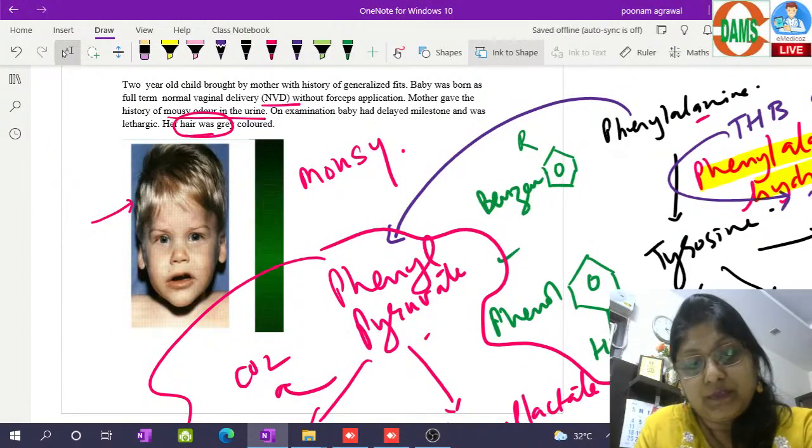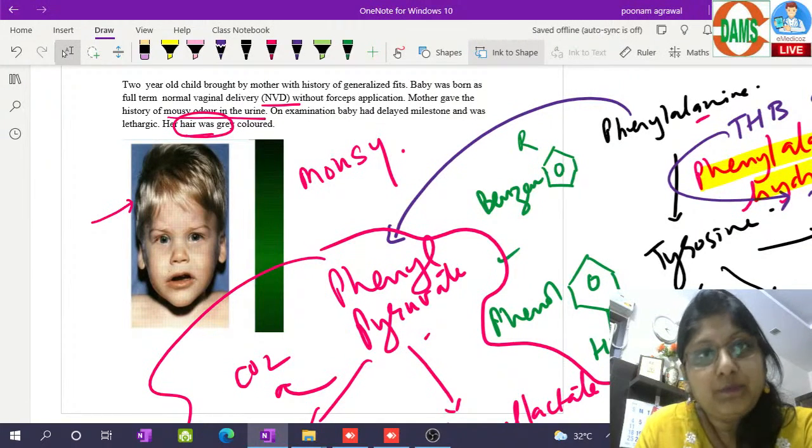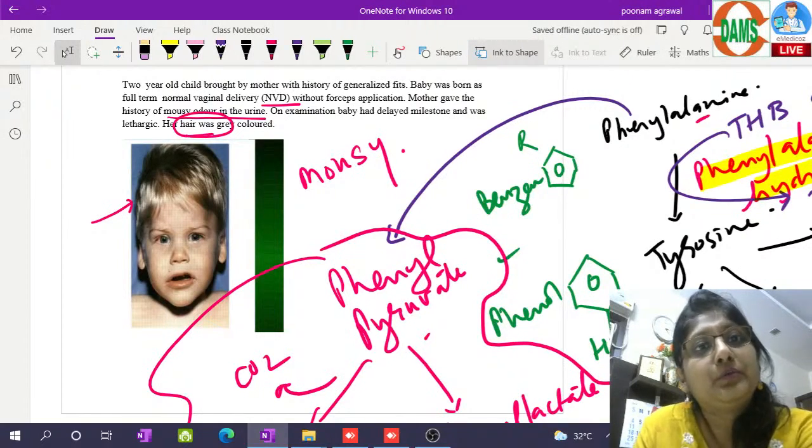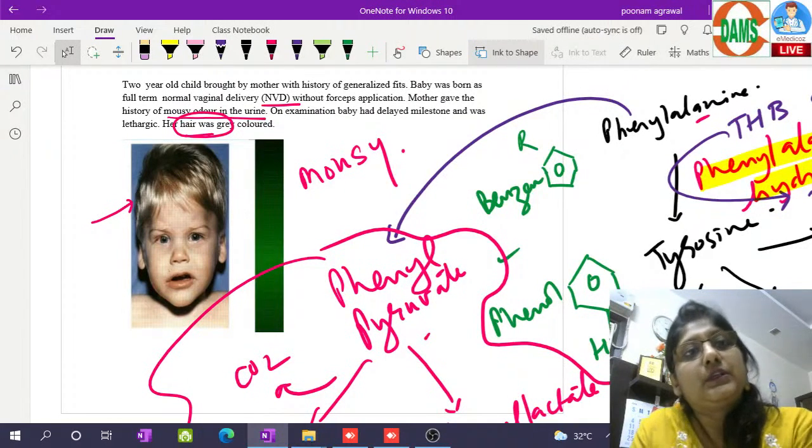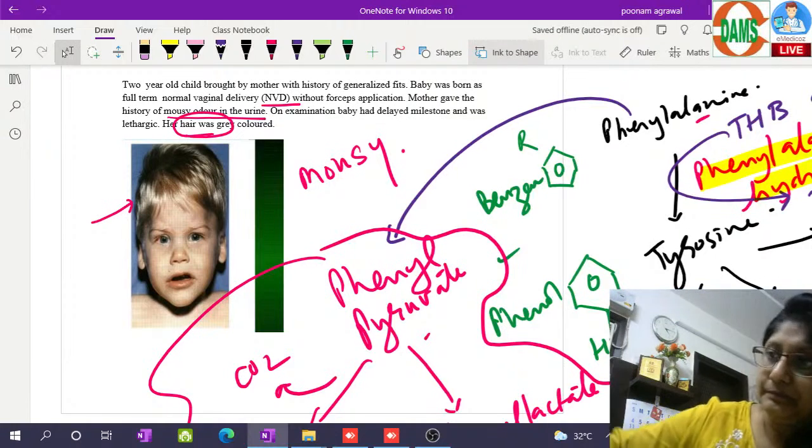So mousy odor, musty odor, is a very characteristic finding, but the mother may not notice it. The clinician may not notice it. So it is always important that you screen the newborn for this particular disorder, because treatment needs to be instituted immediately.